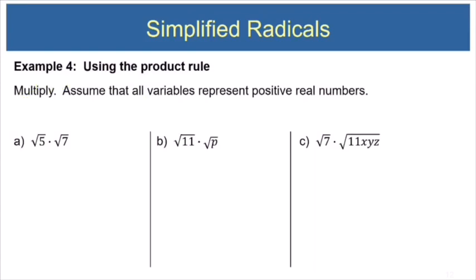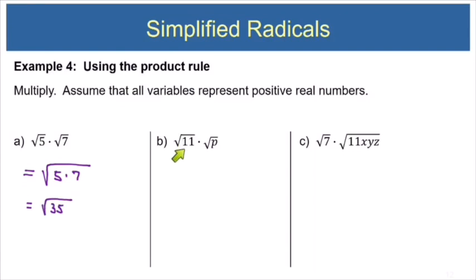It says multiply, and again, we can assume that all variables represent positive real numbers, so that's good. All right, in part A, we have square root of 5 times square root of 7. Well, remembering the product rule from the last slide, we know that square root of 5 times square root of 7 can be written all under one radical. So that would be square root of 5 times 7. See how you just put them together under one radical? And then this is a multiplication that we can do. So square root of 5 times 7 becomes square root of 35.